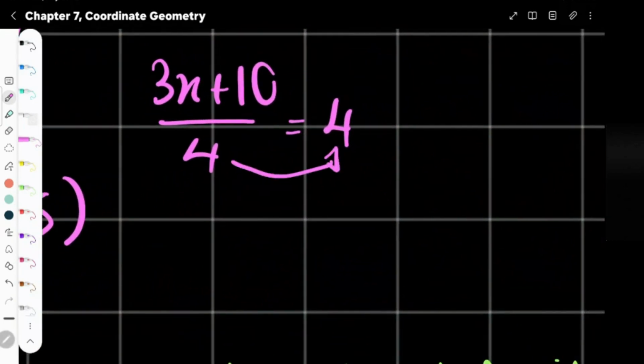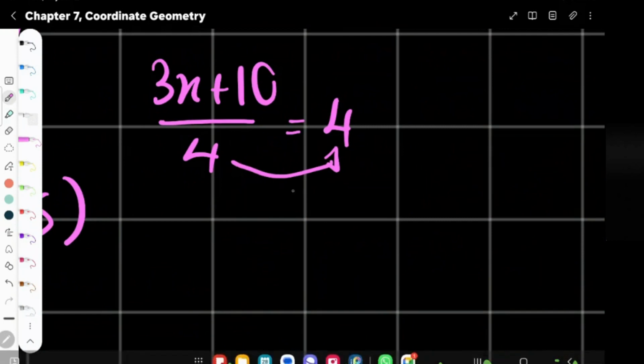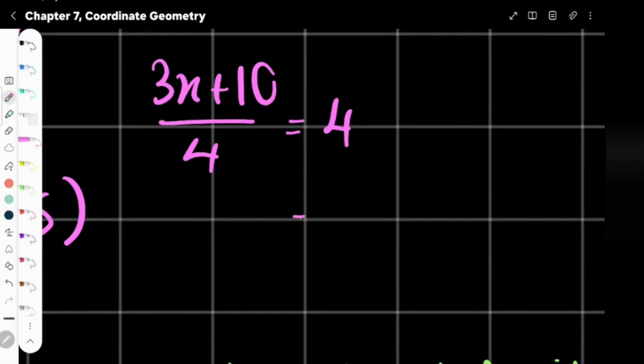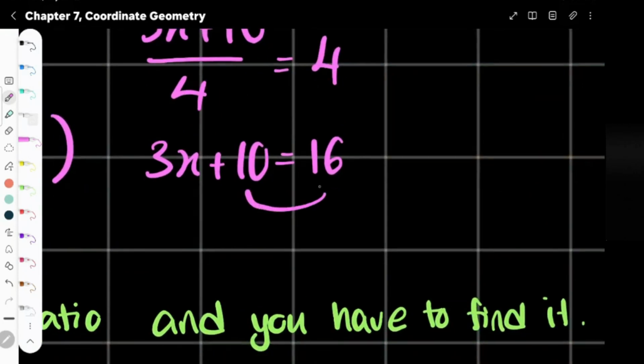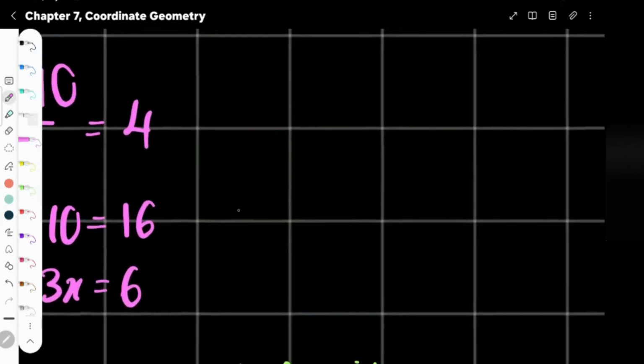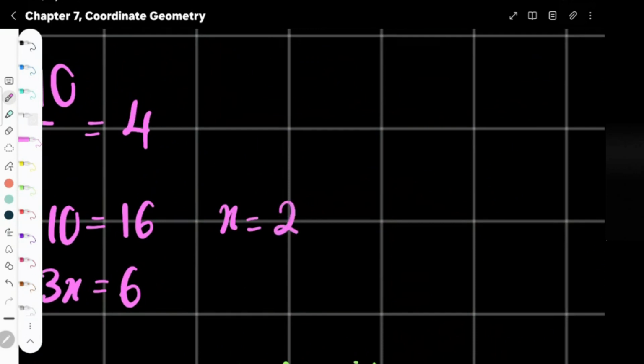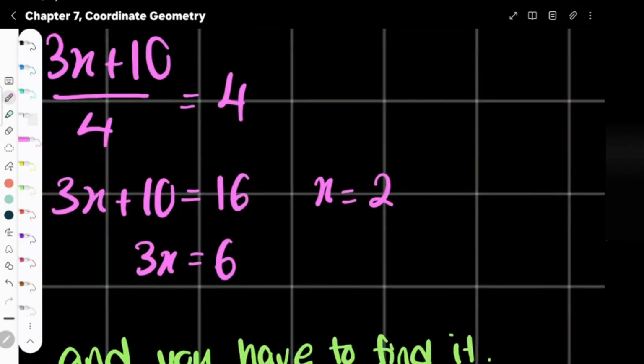So 4 moves to the other side. This is divide, so it moves to the other side and becomes a times relationship, right? So it becomes 3x plus 10 equals 4 times 4, which is 16. This 10 moves to the other side and becomes minus, so it becomes 6, equals 3x. So x will be 2, okay? Just divide by 3. Simple.